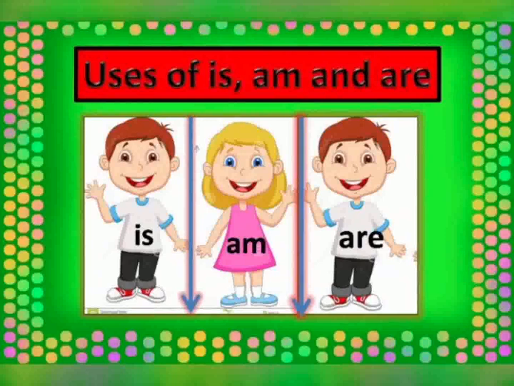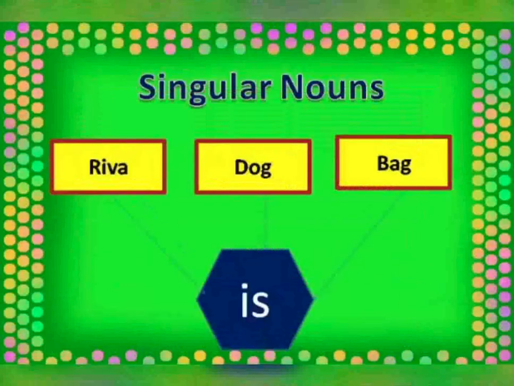Today's topic: uses of is, am and are. We use is when the subject is a singular noun. Singular nouns like Reva. Reva is a singular person. Dog. Dog is a singular animal. Bag. Bag is a singular thing. So we use is with singular subjects like Reva is, dog is, bag is.